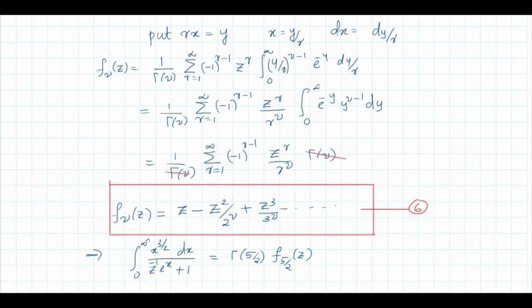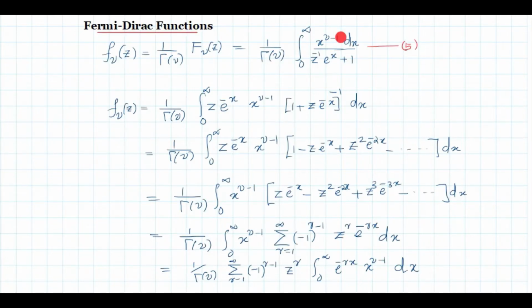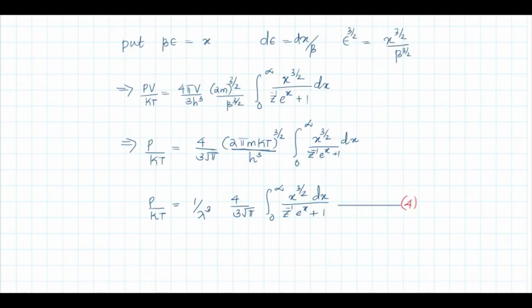In the case of Bose-Einstein functions, all the terms were positive. But for Fermi Dirac functions, the alternate terms are negative. Call this equation number 6. Now, you can use this relation to find the integral 0 to infinity x raised to 3 by 2 dx by z raised to minus 1 e raised to x plus 1. We have to find that value in order to get an expression for p by kt.